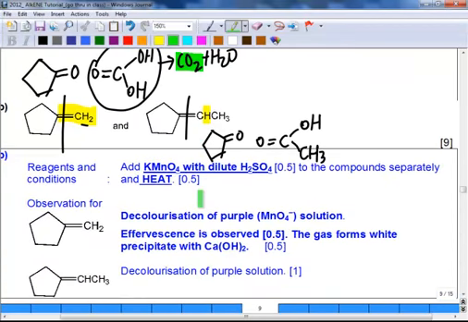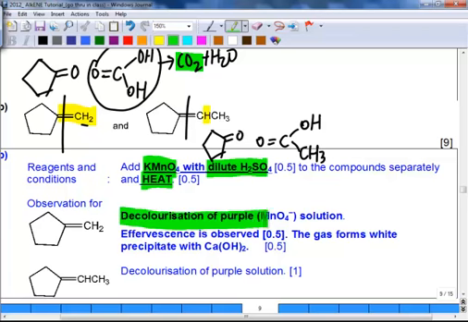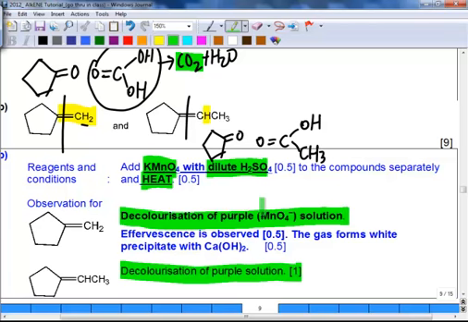So based on this, you notice that the KMnO4 is still with dilute H2SO4 and heat. Do not say heat with reflux. And over here, you will have decolorization of purple KMnO4. And it is for both situations. For both you will decolorize because both will undergo oxidative cleavage. But only for the terminal double bond, always remember when you see terminal double bond, you will have to say effervescence observed.